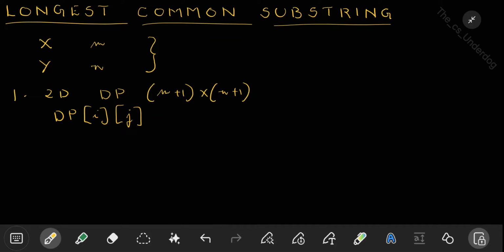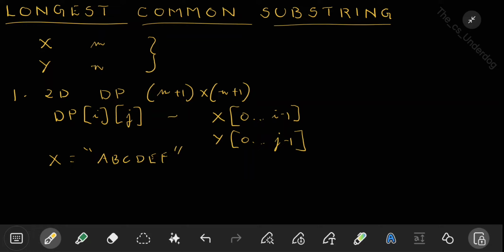That is, if x is having all the letters from 0 to the (i minus 1)th letter, and similarly y is having all the letters from 0 till the (j minus 1)th letter. What did I mean by the (i minus 1)th letter? If x is equal to, let us say, a, b, c, d, e, f, then the 0th letter is a, the first letter is b, the second letter is c, and so on. I am just using zero indexing because an array will always be 0 indexed. So we are considering that all the letters will be present in an array or a string.